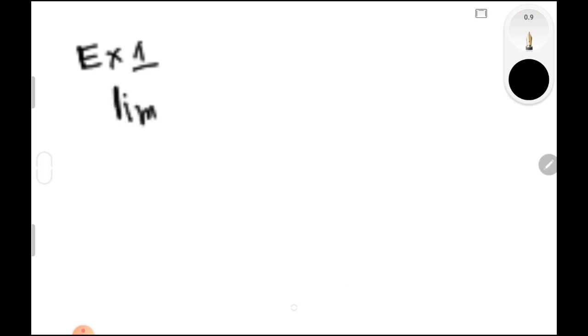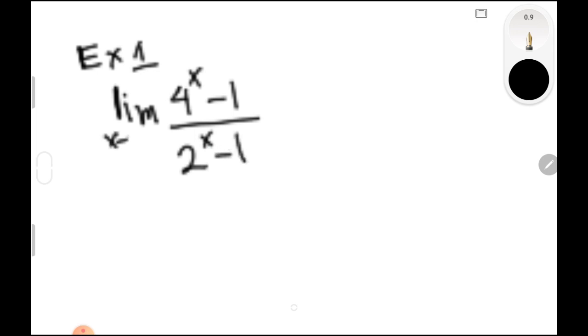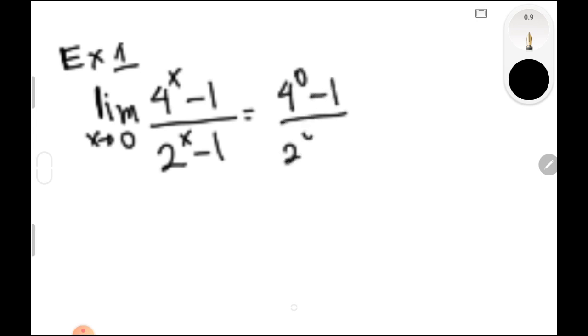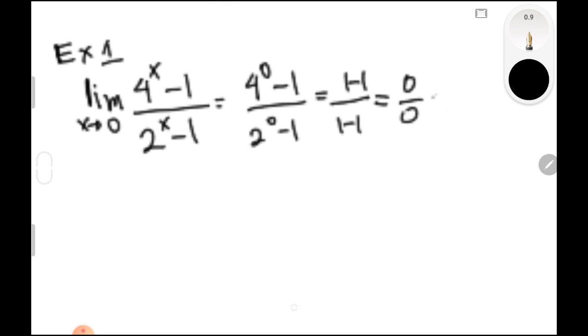So if we have our limit of 4 raised to x minus 1 divided by 2 raised to x minus 1 as x approaches 0, you'll see that any number raised to 0 is equal to 1. Okay? So if you would substitute the value of 0 directly to our equation, you will see that we have 4 raised to 0 minus 1 divided by 2 raised to 0 minus 1 is equal to 1 minus 1 divided by 1 minus 1, which is equal to 0 over 0, which by answer of our limits, it's indeterminate. Okay, indeterminate, sorry.